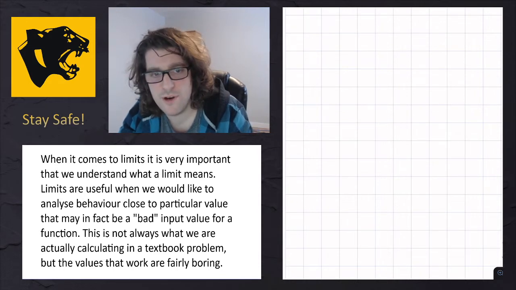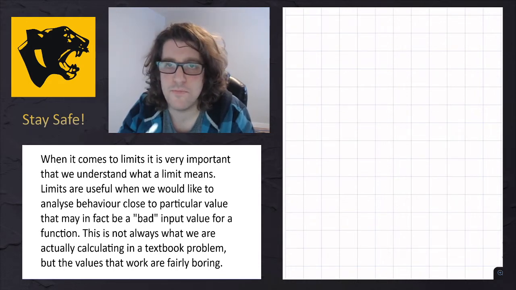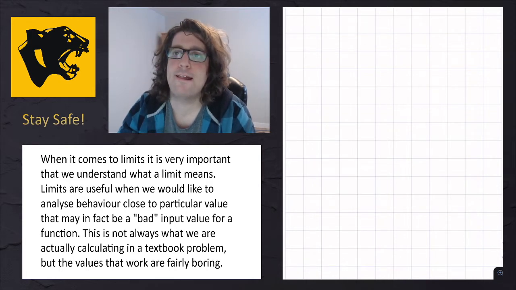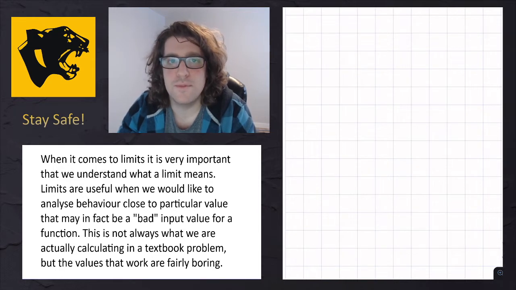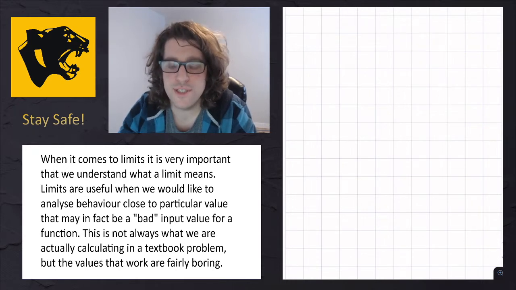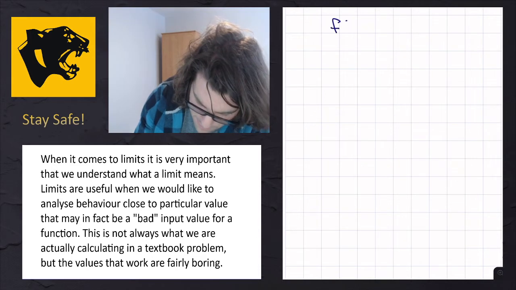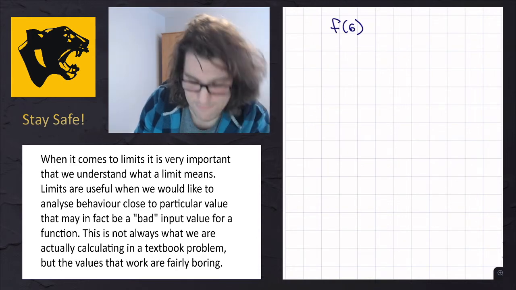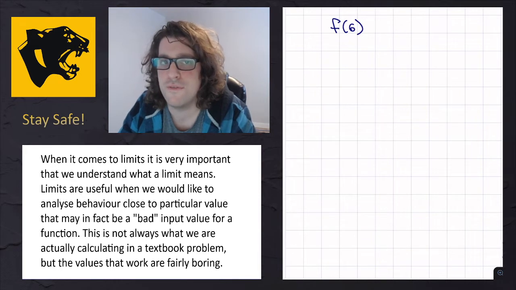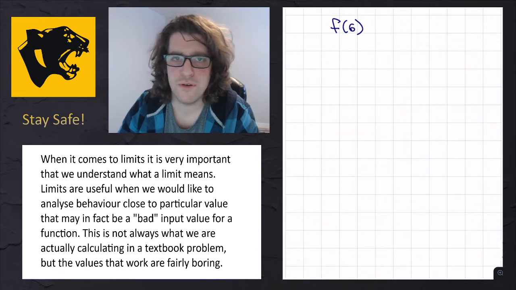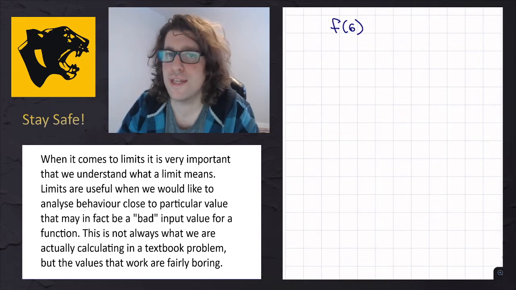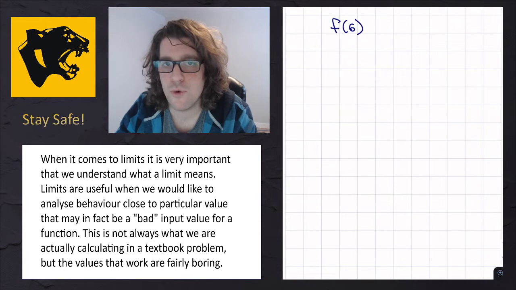So when it comes to limits, it's very important that we understand what a limit means. The biggest thing is that limits are a little bit peculiar because, from what we've seen so far, we care very much about what a function is at a certain value. For instance, if I write down f of 6, you know that what I mean is I'd like to evaluate f, whatever that function is, at an argument or a variable value of 6. And so I want to know what's happening right there.